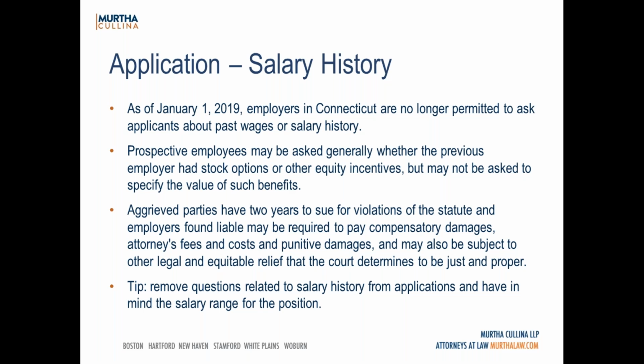So for most of your run-of-the-mill employees who are going to get either a salary or an hourly based pay, you're not going to be asking about stock options and equity incentives. That's probably for a CEO or higher level. So generally speaking, just don't ask about salary history, okay? And then there are remedies that the person can bring if you do violate this law, and there are lawsuits. So basically, review your application now, and remove any questions regarding salary or salary history.